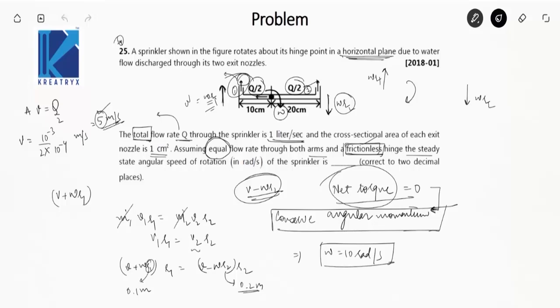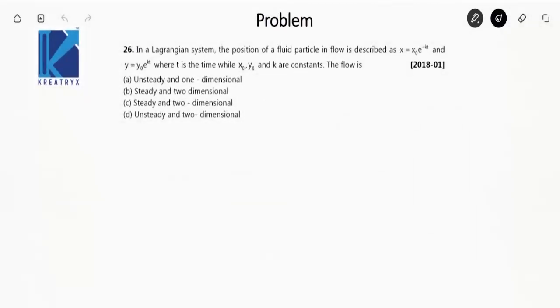Next question. In a Lagrangian system, the position of fluid particle in flow is described as, some equation is given by x is equal to x naught e raised to power minus kt and y is equal to y naught e raised to power kt. Okay, this is the position of a fluid particle. Okay, in Lagrangian system the position is given as this, where t is the time while x naught, y naught and k are constants. The flow is, okay, we can say the flow is two-dimensional safely.